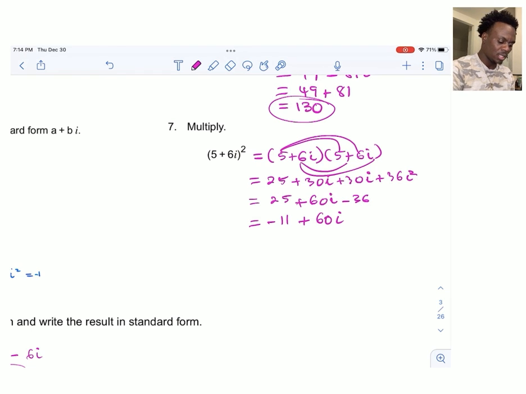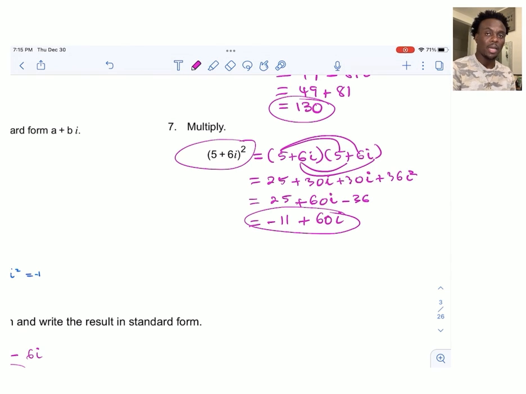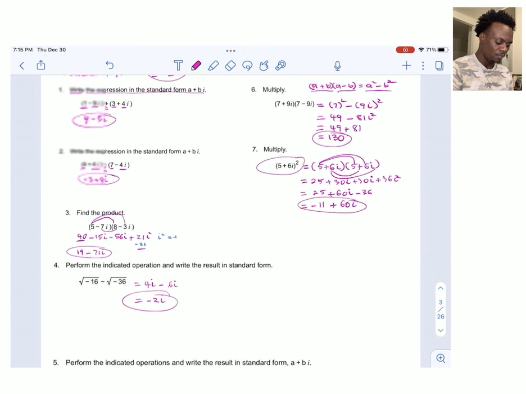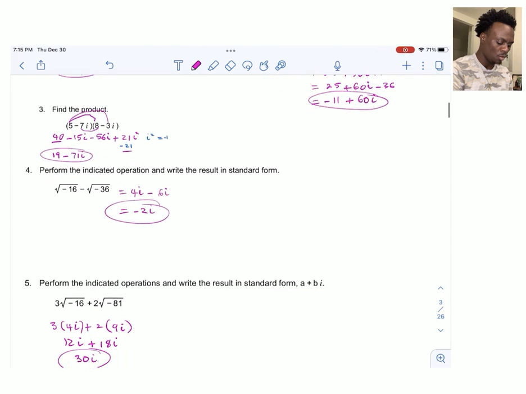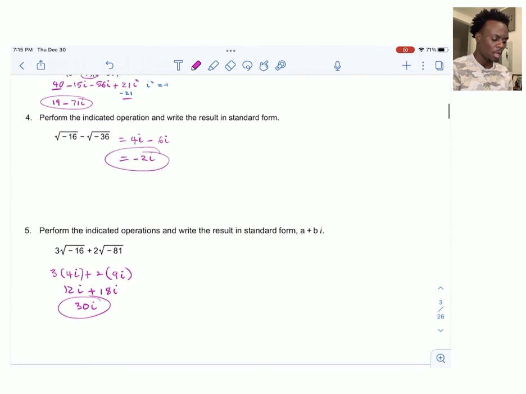So this is the standard form of 5 plus 6i squared. So if you understand that, you should be okay to perform your very first homework, homework 1 of Module 1.